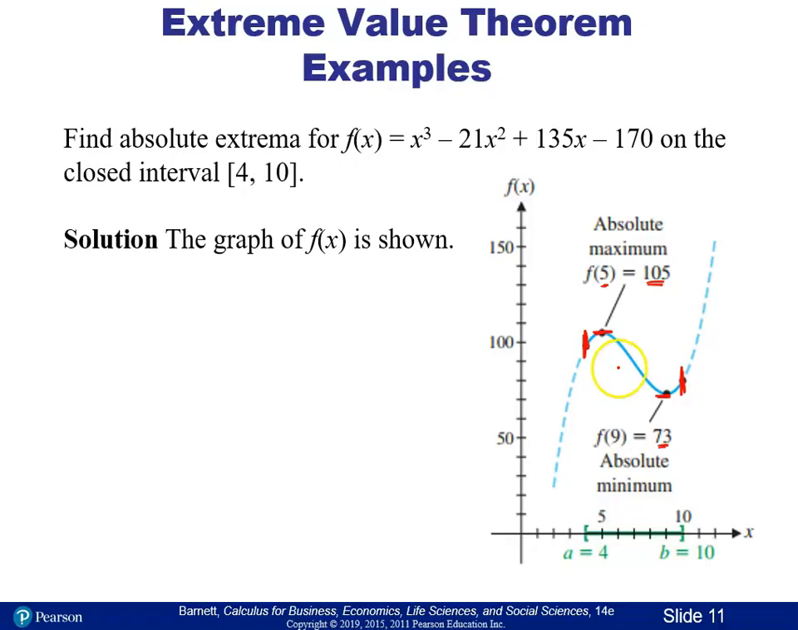It could either be at the endpoints, or it could also be at these local maximums and minimums, which is where you have horizontal tangent lines, or another way to think of it, it's where your derivative is equal to 0.